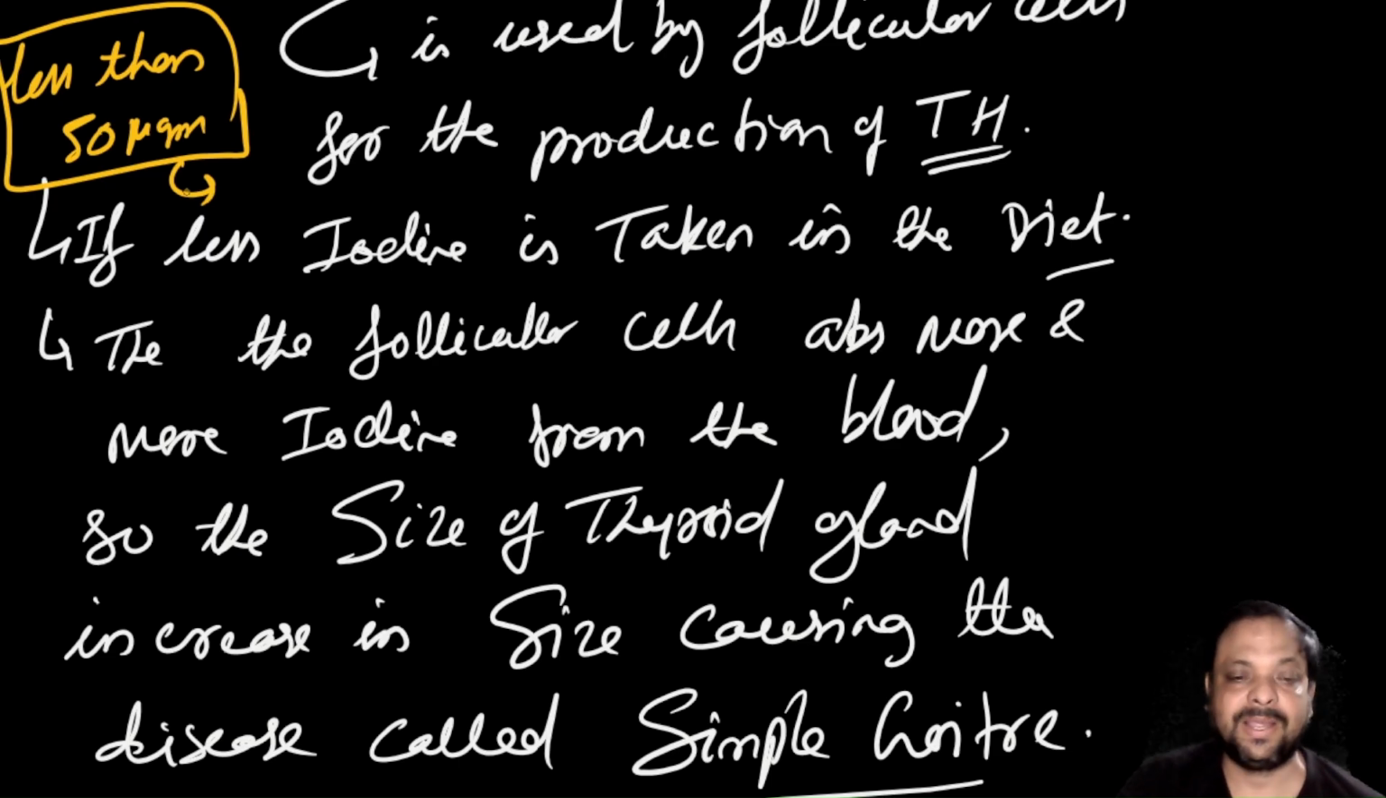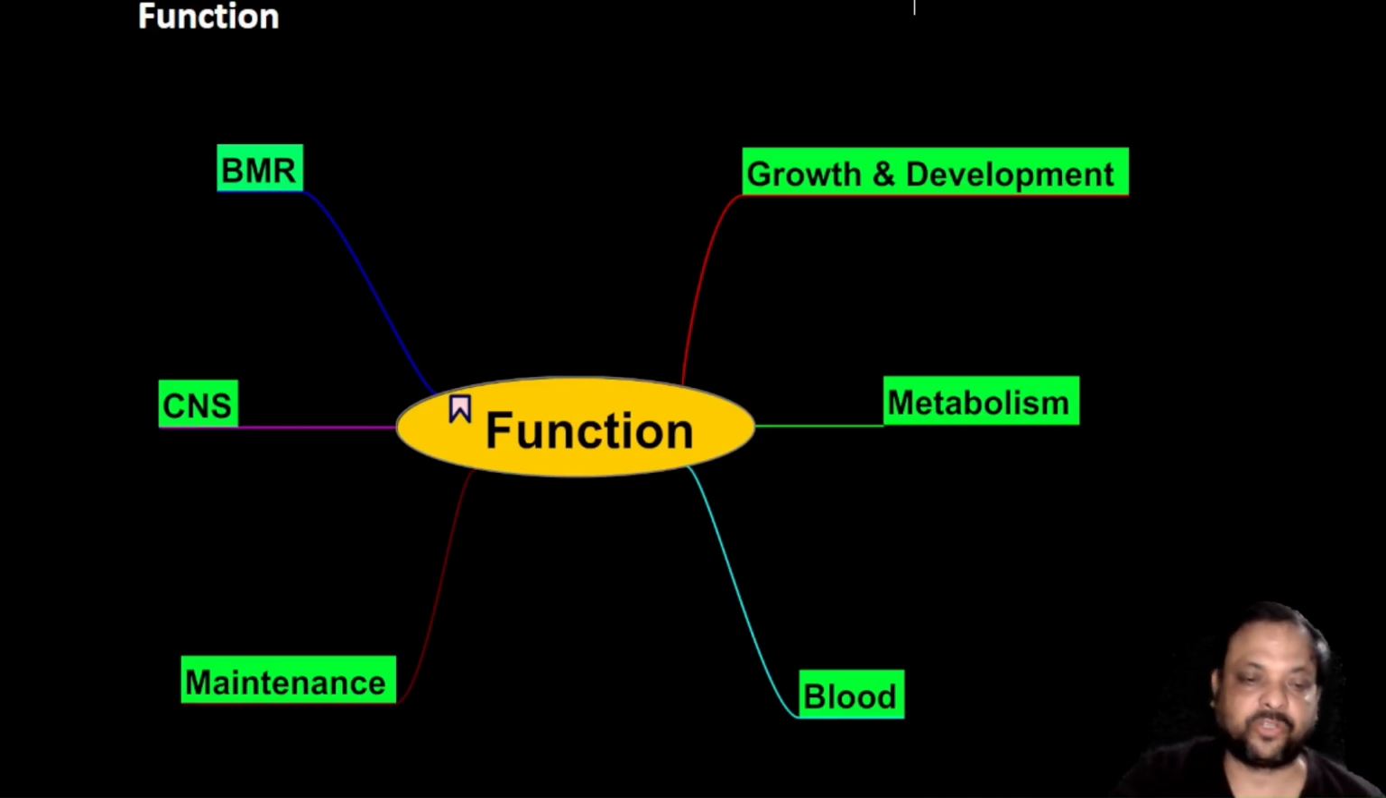T4 is called thyroxine hormone, and T3 is called triiodothyronine hormone. But T3 is more effective than T4. Got it? Now we'll study the functions.